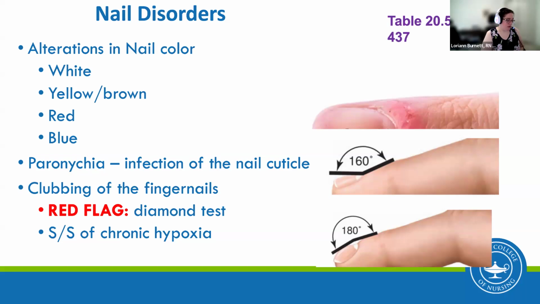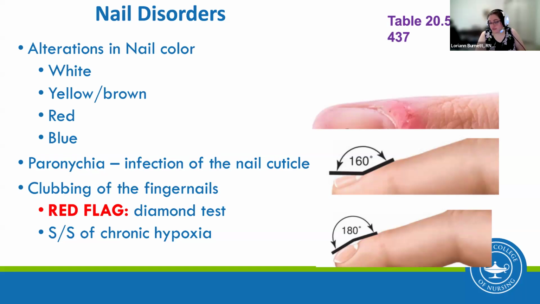One of the things I learned is what's called the diamond nail test. You put your two nail beds together, and you should be able to see a diamond or a little window in between them if you look through that. If you do that, that means you have healthy nails. If you have clubbing, that window will not be visible.